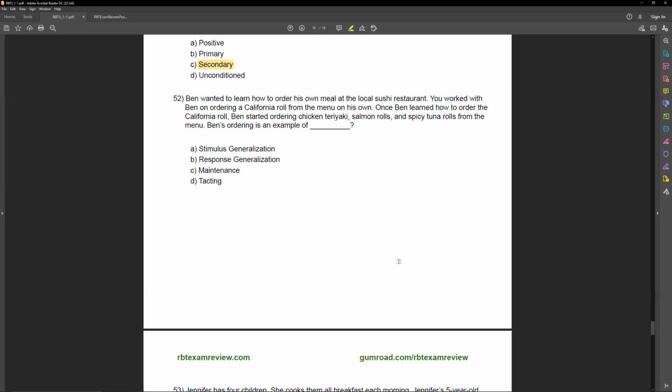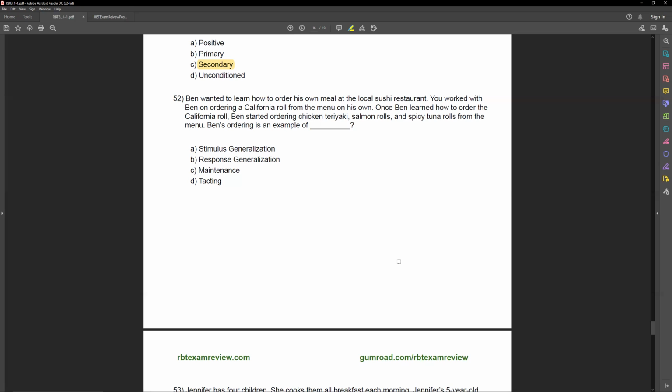Okay, let's look at our answer choices. We have options for stimulus and response generalization, maintenance, and tacting. Which one can you eliminate immediately? Well, you can eliminate tacting, right? What is tacting? Tacting is simply labeling. Ben isn't labeling, right? He's communicating. Okay, well, labeling is a type of communication, but Ben is engaging in the act of ordering a meal. Okay, he isn't just labeling items. Okay, so tacting is out.